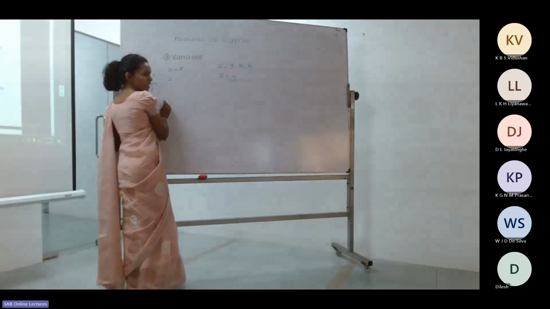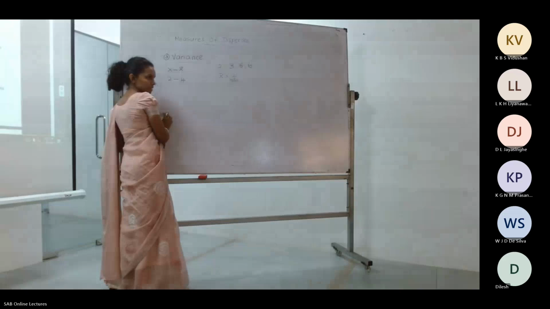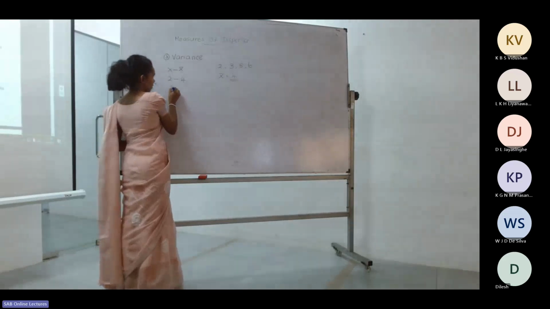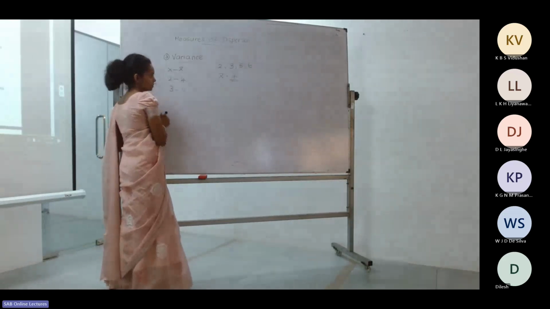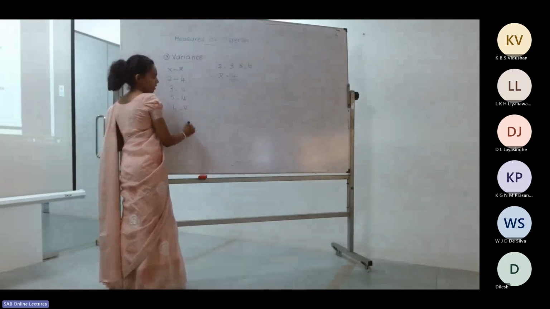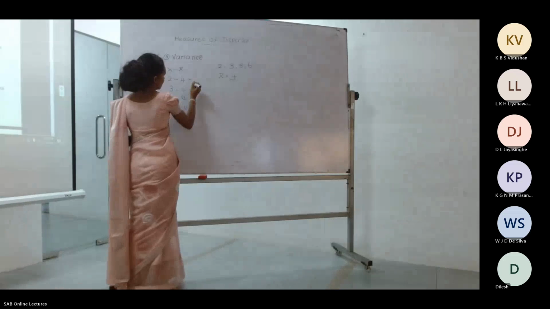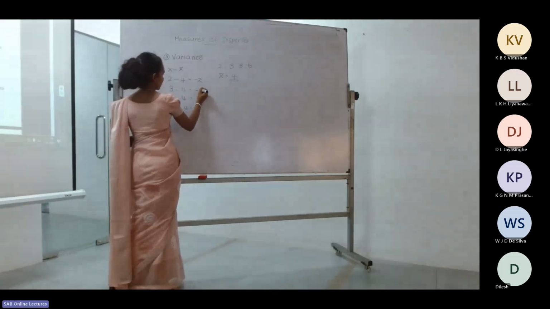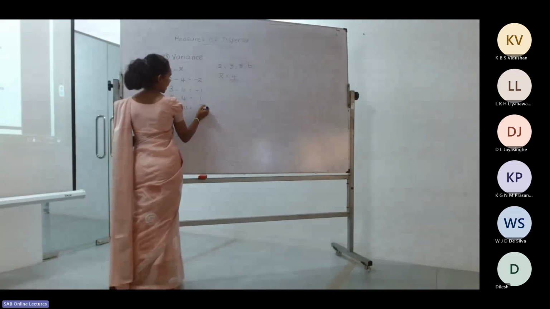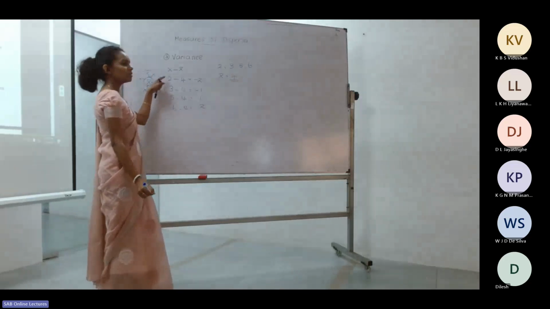Take the first x value, then minus the mean value. Is it clear? Then take the second one, minus the mean value. Third one, minus the mean value. Fourth one, minus the mean value. Then what are the answers? First one, minus 2. Then minus 1, plus 1, and plus 2.